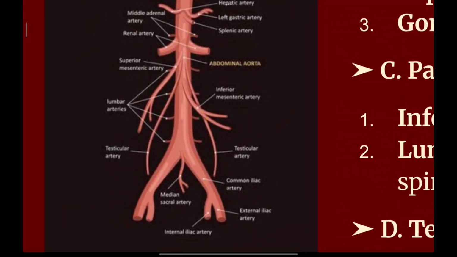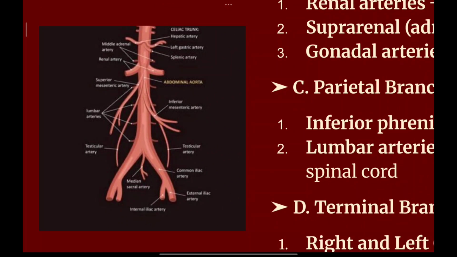You have the inferior mesenteric artery, the superior mesenteric artery, then we have lumbar arteries, which are parietal branches of the abdominal aorta. Then you have the testicular artery if it is a male, or the ovarian artery in a female. Then we have the median sacral artery, which is going to supply oxygenated blood to the sacrum. We'll be studying about that in the descending terminal branches of the common iliac arteries.